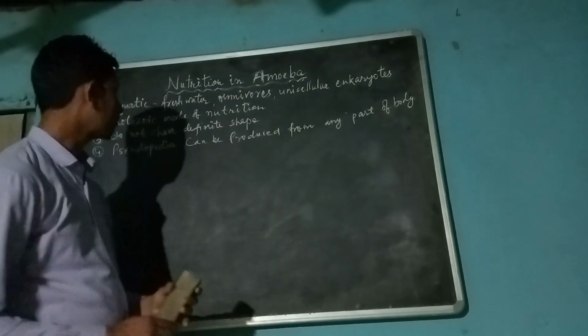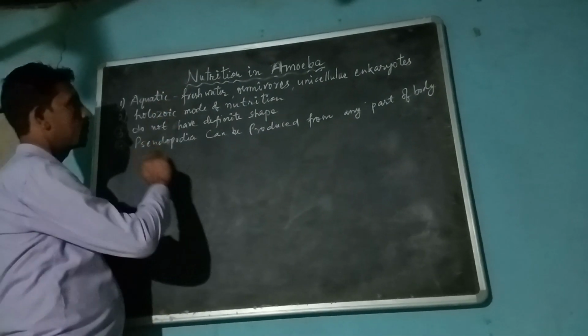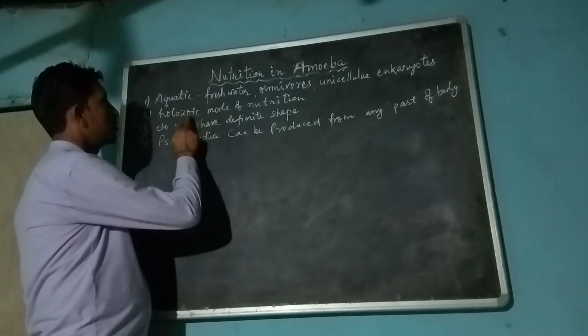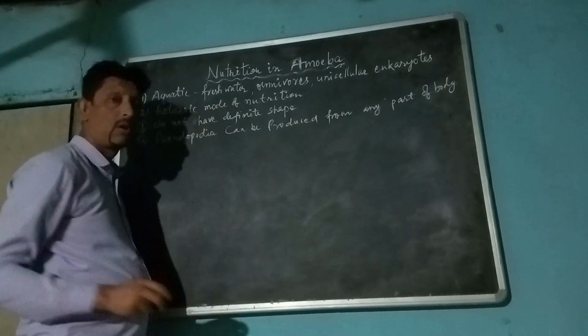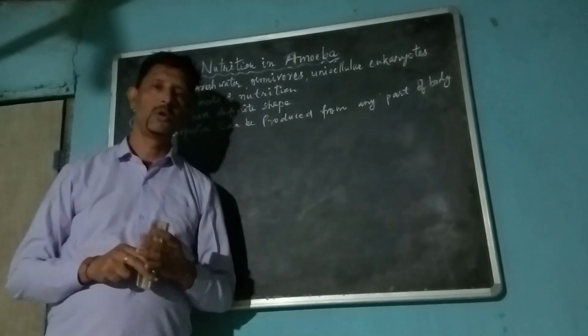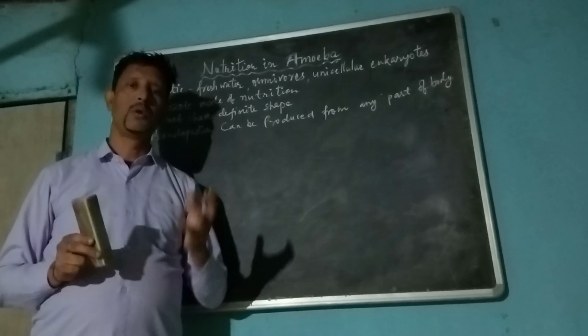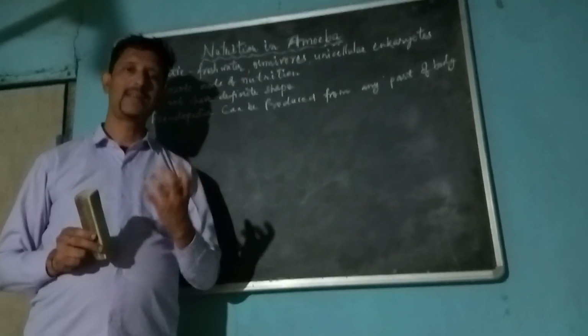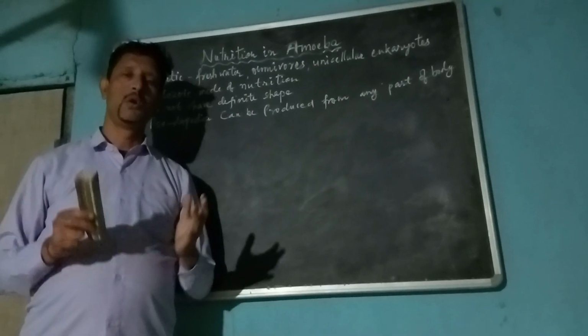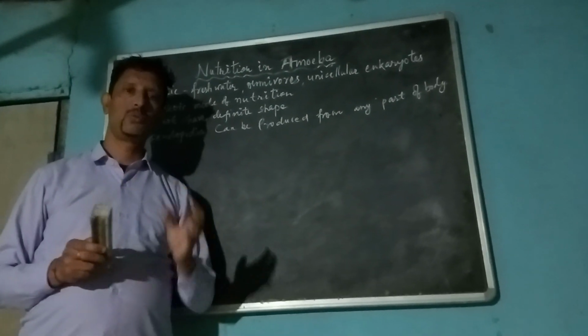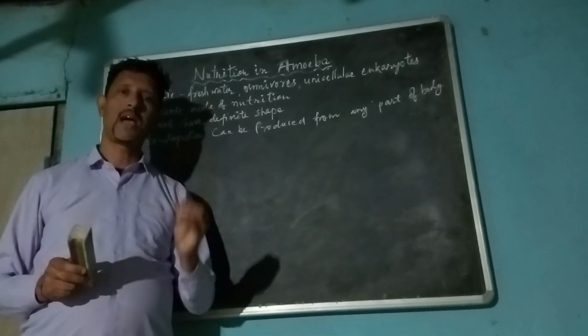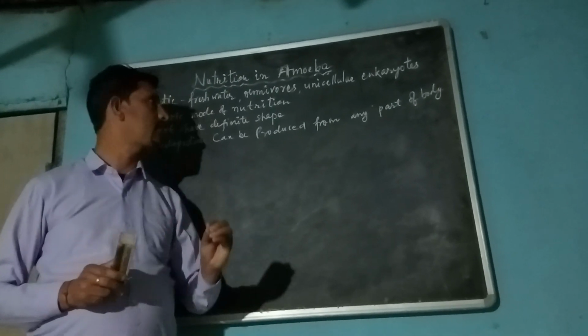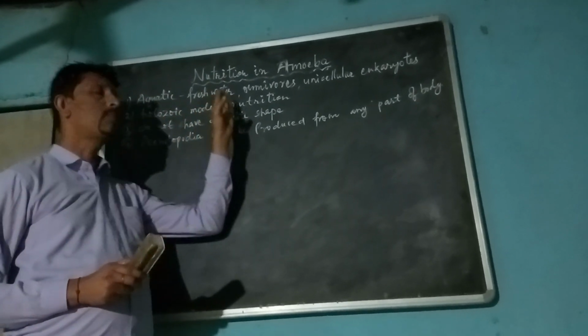Is that clear? Next, the mode of nutrition in amoeba is known as the holozoic mode of nutrition. Now what is the holozoic mode of nutrition? When a living organism feeds on solid complex food substances, and that complex food is broken down into simpler food substances with the help of digestive enzymes, that process is known as holozoic mode of nutrition.